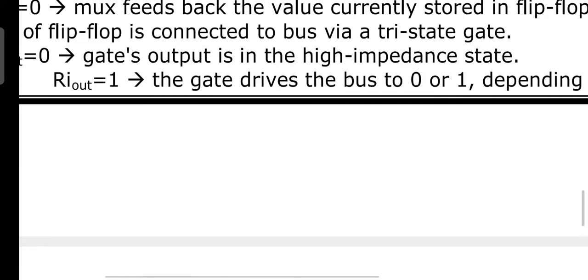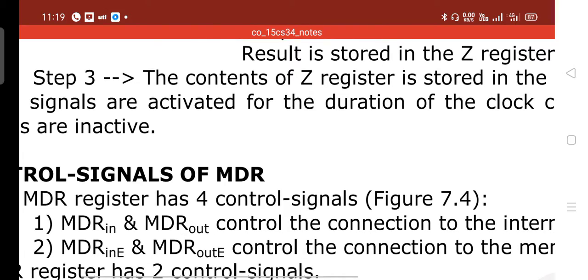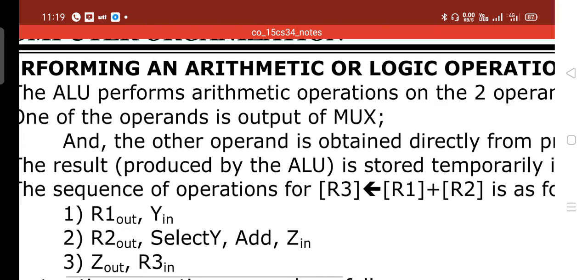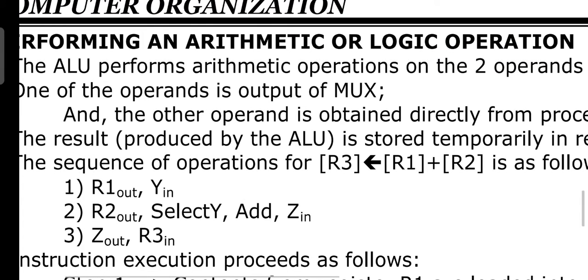The process is not ended, because you have to place the output on the desired location. What is the desired location? Desired location is R3, right? R1 plus R2 is R3 you have mentioned. So what you are supposed to do? You have to activate Z out at step number 3, because you have to take the data out from Z, place it on the internal processor bus, place it onto the destination register R3. So R3 should take input from Z. So you have to write R3 in.